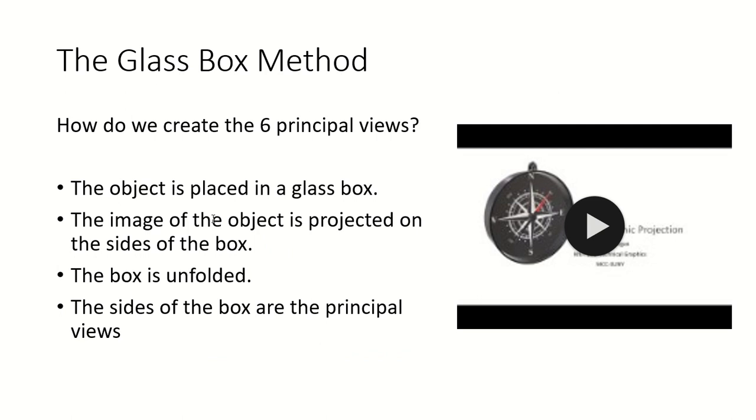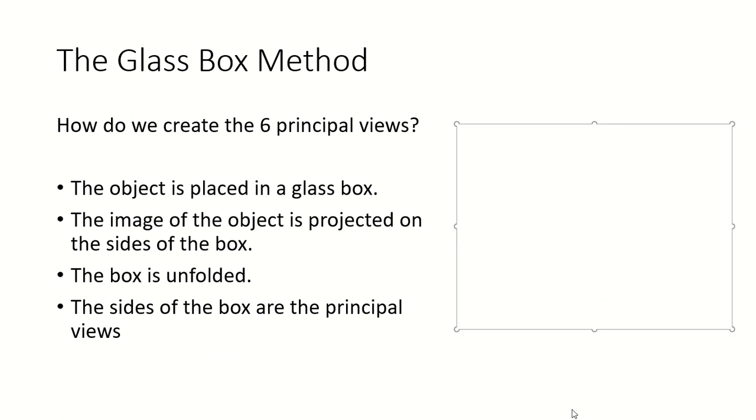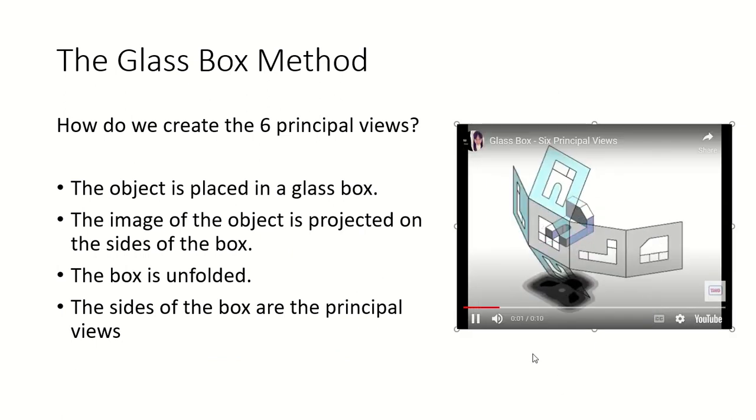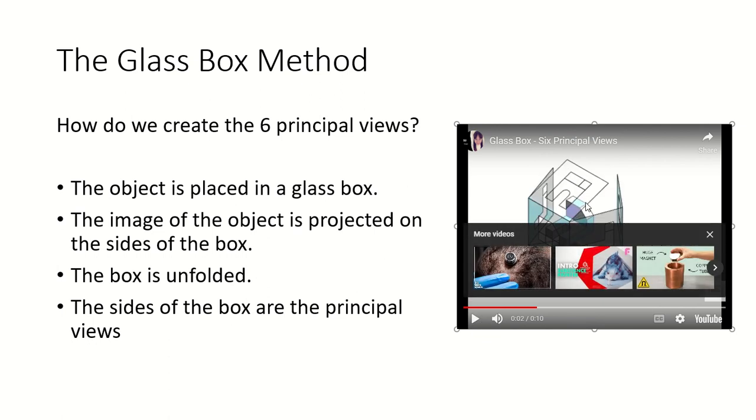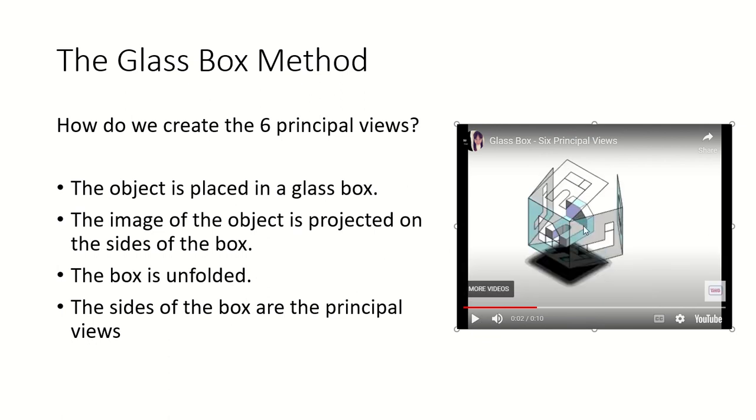So let's take a look at how we create the 6 principal views. What we did, we placed the object in a glass box. See that? So that's in the glass box. Let's hide this one so you can see. And then the image of the object is projected on the sides of the box. And then we would take it apart. That means unfolding the box so you can see the sides of them. And these are all your 6 principal views.